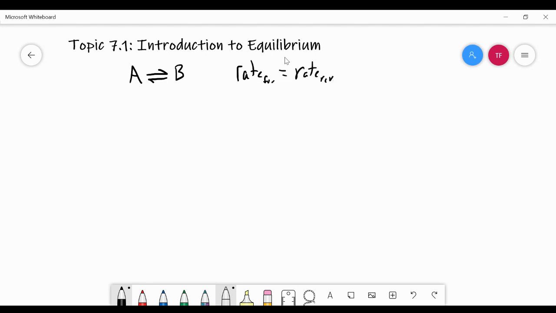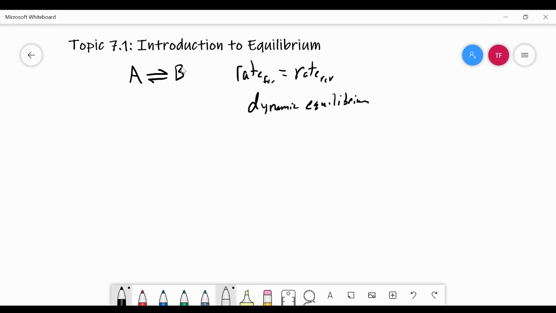And so in equilibrium, it's not that we have equal amounts of A and B, reactant and product. We just have the rate going in both directions exactly the same. And this is called a dynamic equilibrium. Dynamic equilibrium is just referring to the idea that once we reach equilibrium, A and B don't stop reacting. They continue to react.